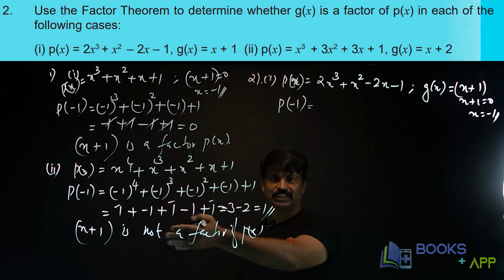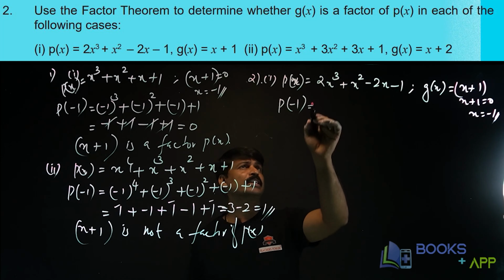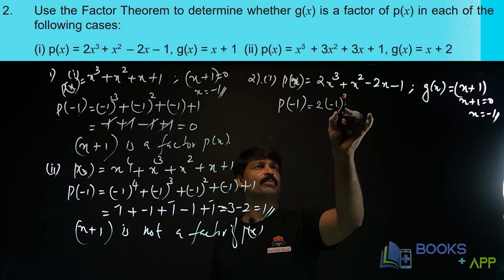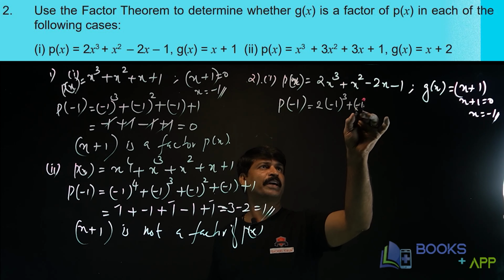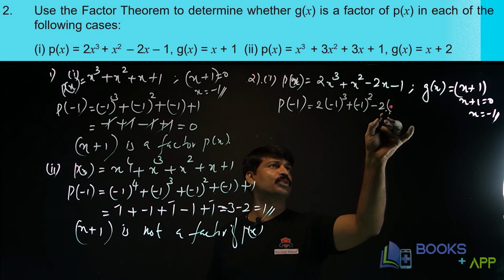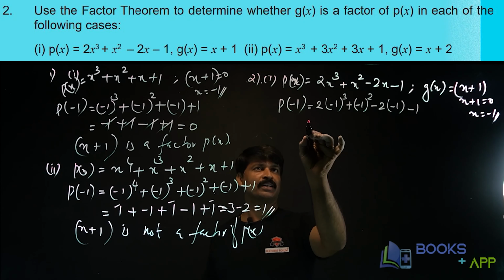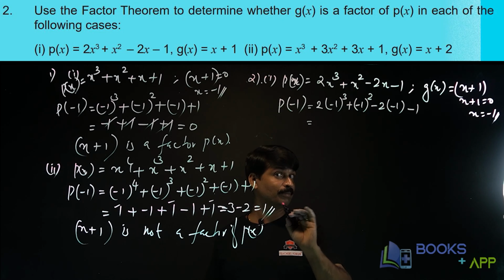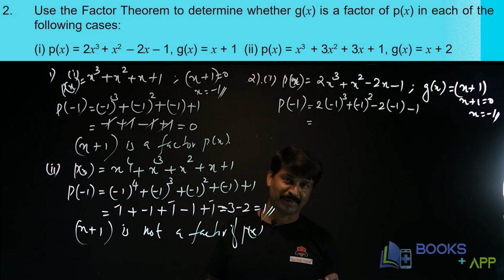Just as we have done here, the same procedure. So, instead of x, what you have to substitute? You have to substitute minus 1. So, it becomes 2 into minus 1 cube plus minus 1 square minus 2 into minus 1 minus 1. That is equal to what is minus 1 cube? Minus into minus into minus, 3 minuses. So, it becomes minus 1.